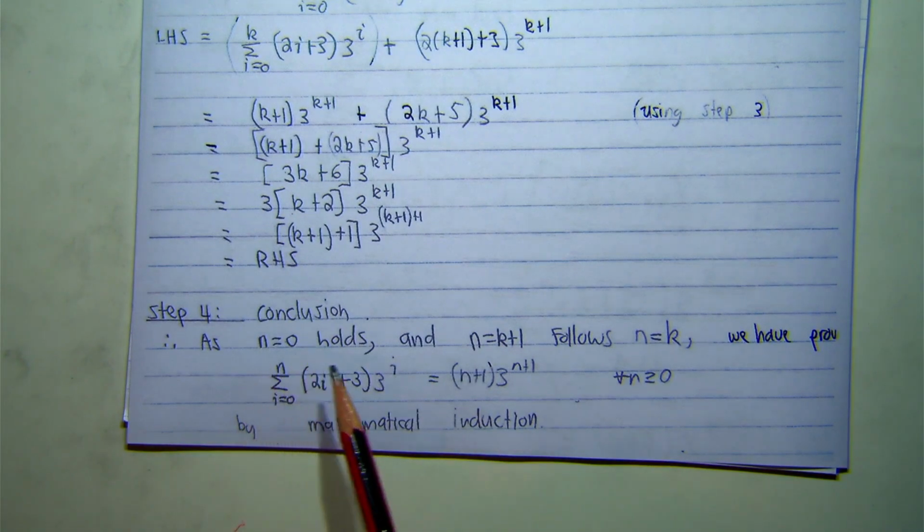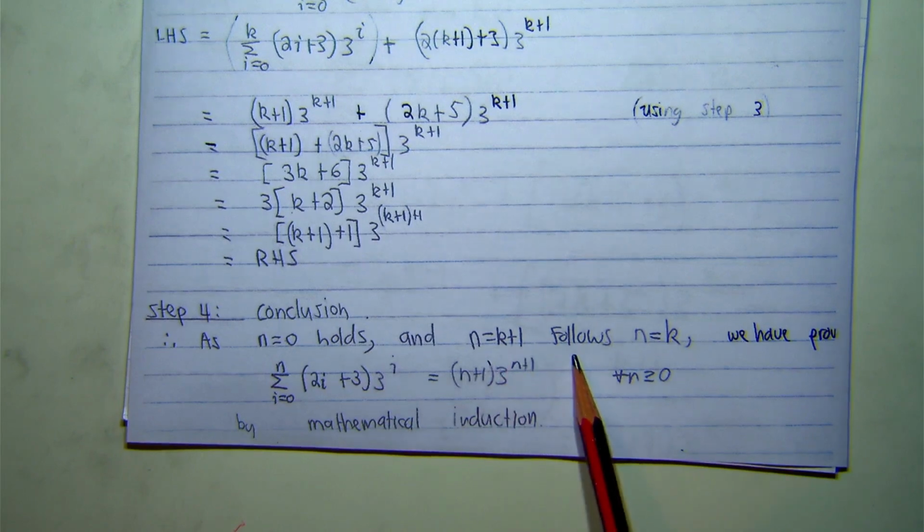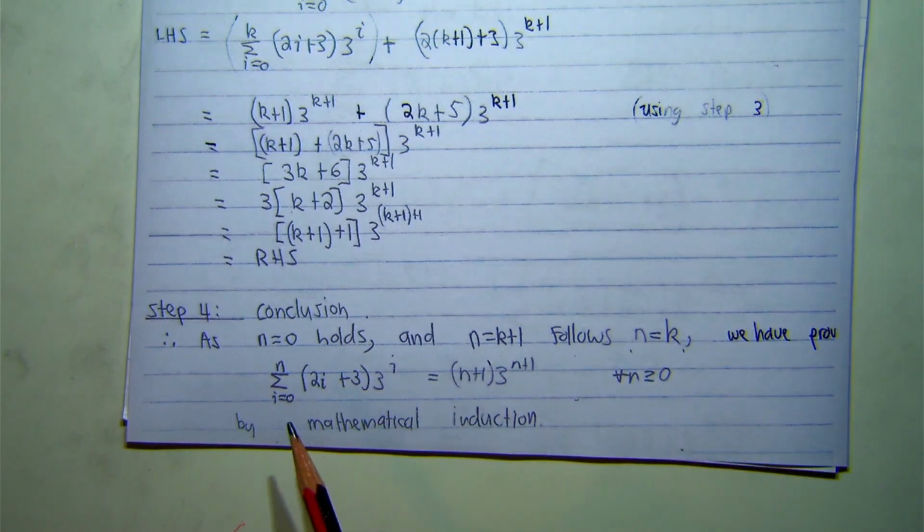As n equals 0 holds and n equals k plus 1 follows from n equals k, we have proven that the sum here, this rule, is equal to n plus 1 times 3 to the n plus 1. And we've done that by mathematical induction. That's it. So that's our example.